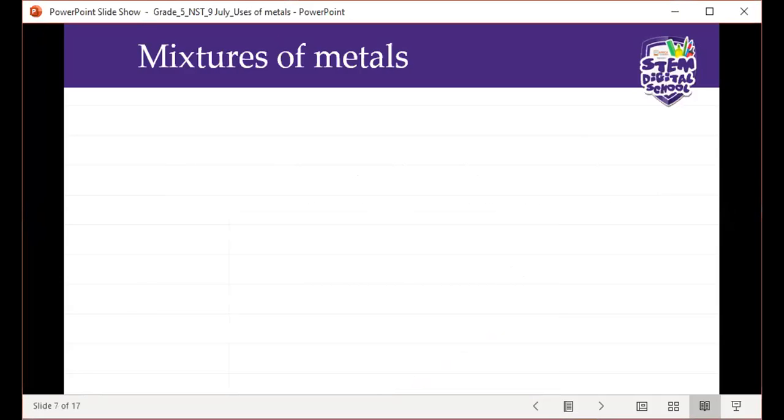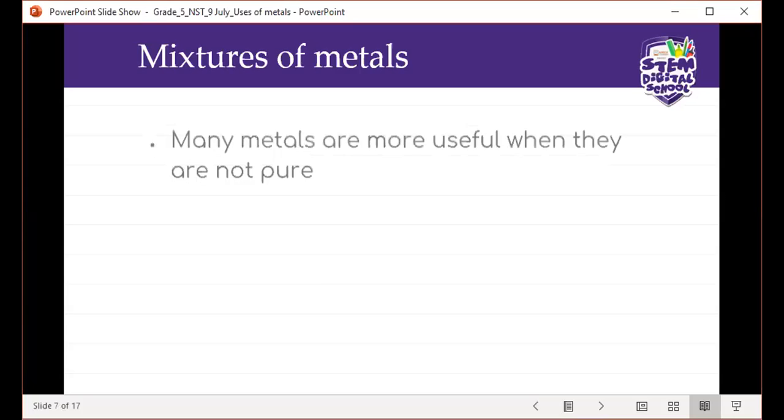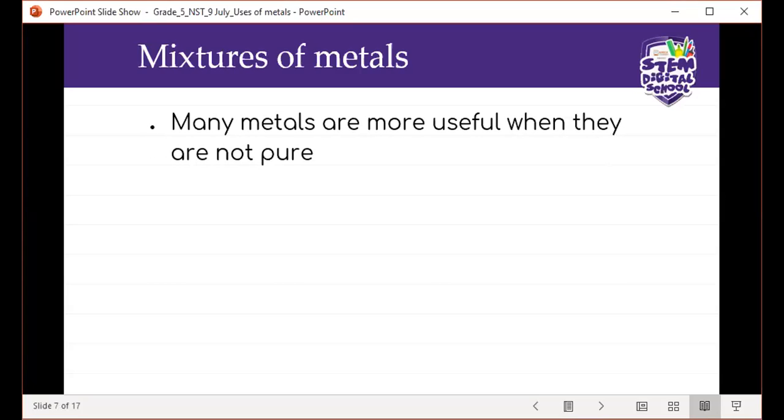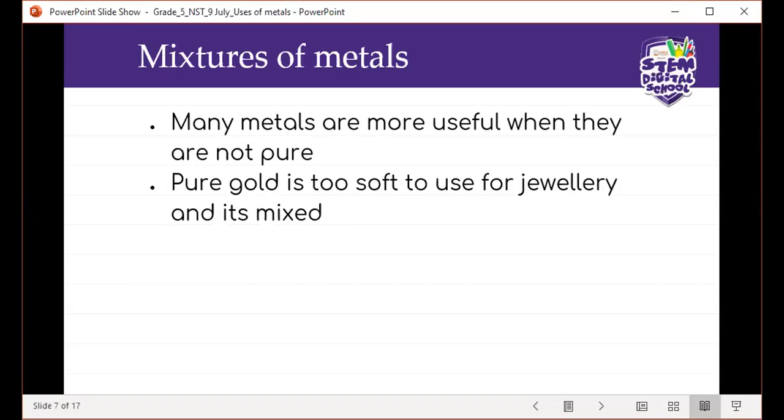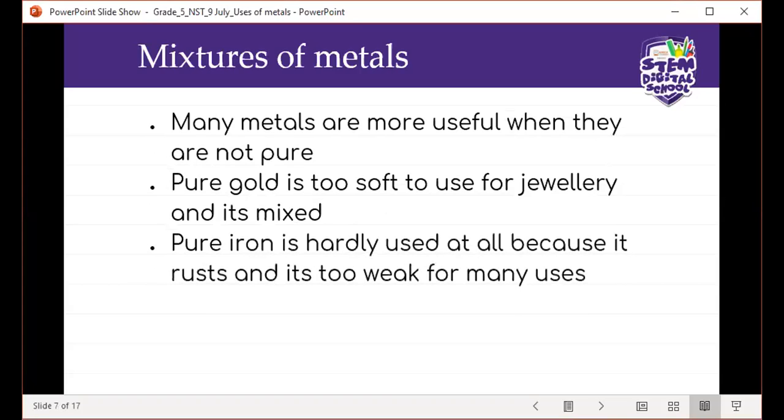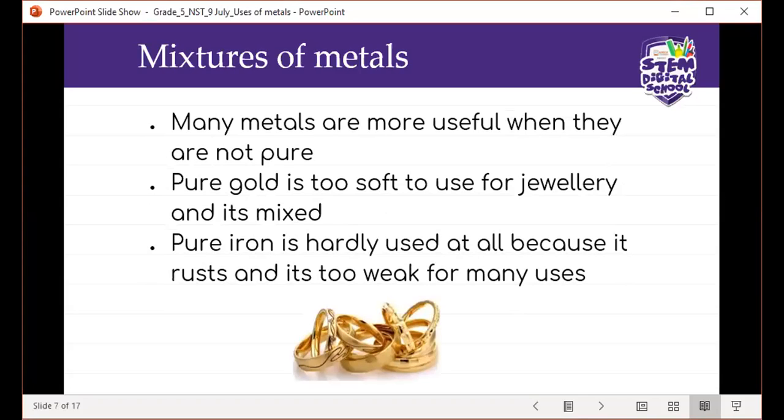Now let us look at mixtures of metals. Many metals are more useful when they are not pure. What do we mean by that? When we say that a metal is not pure, we mean that we have mixed two or more metals together. For example, pure gold is too soft to use for jewelry, so gold is usually mixed with iron to make it stronger. Pure iron as well is hardly used at all because it rusts and it is too weak for many uses. And here we have gold jewelry, which is mixed with iron.